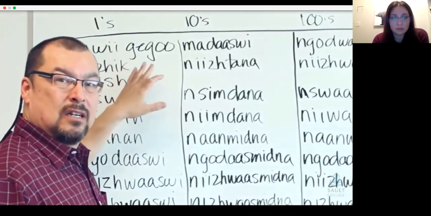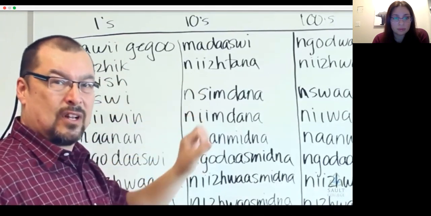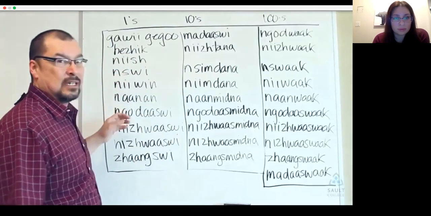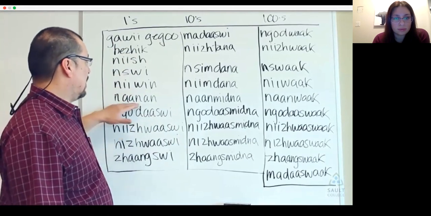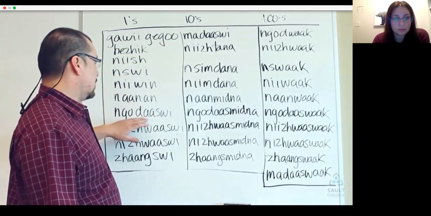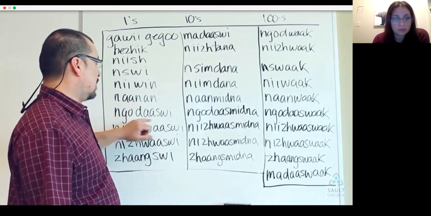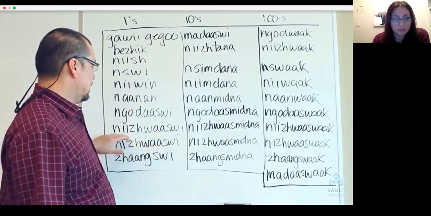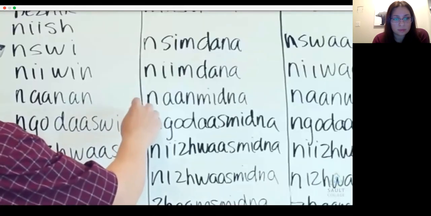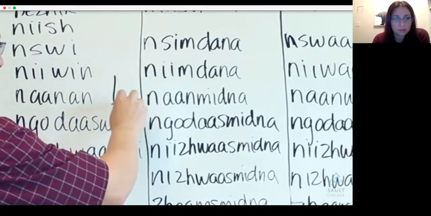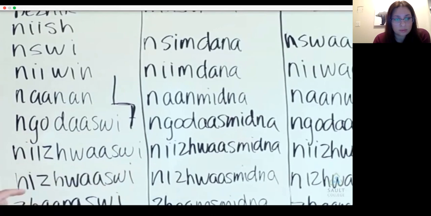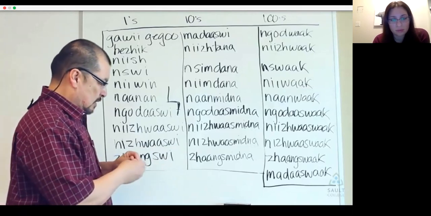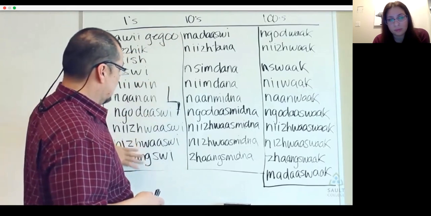Gawiigego means 0 or nothing. Bejik is 1, niizh is 2, nswi 3, niiwin 4, naanan is 5, ngodwaaswi is 6, niizhwaaswi is 7. Remember that shape? Sort of like you're sitting down at a desk, and your knee forms the number 7. Ni joswi is 8. Zhaangswi is 9.